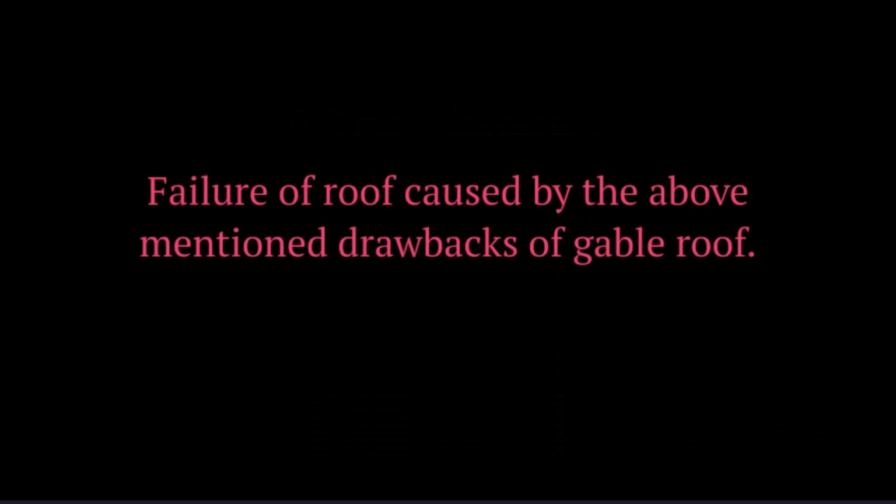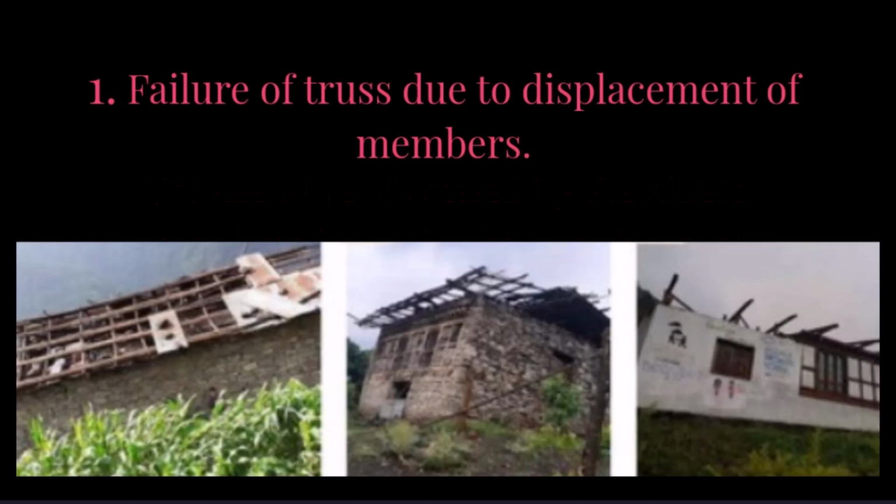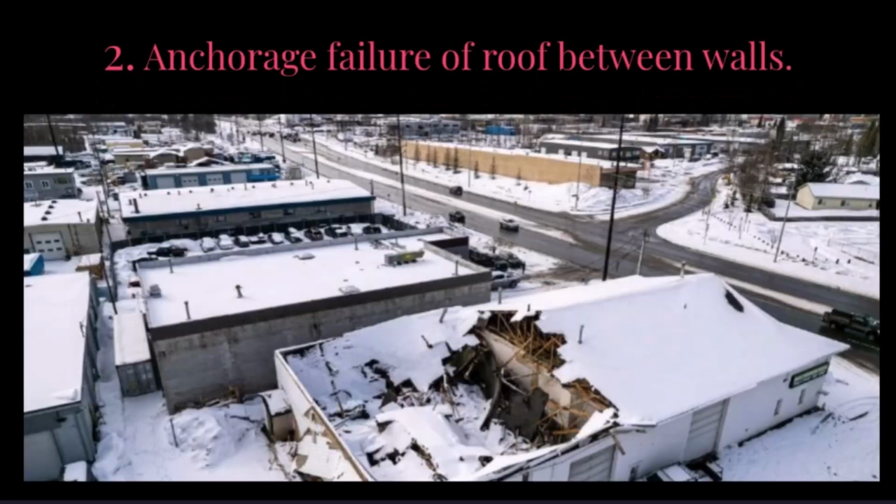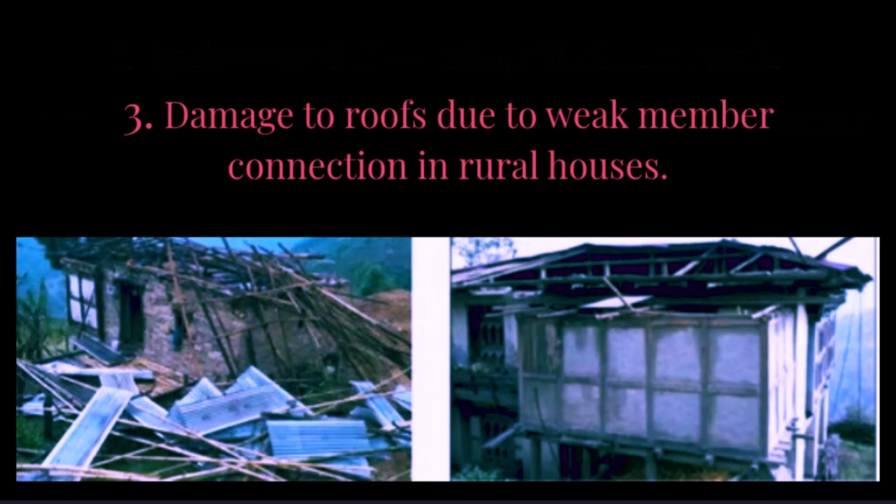Failure of roofs caused by the above-mentioned drawbacks of gable roofs. 1. Failure of truss due to displacement of members. 2. Anchorage failure of roof between walls. 3. Damage to roofs due to weak member connections in rural houses.